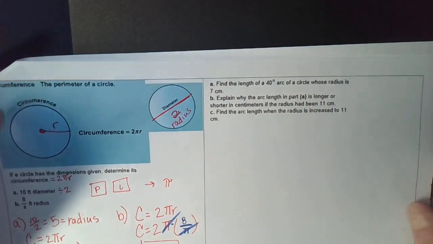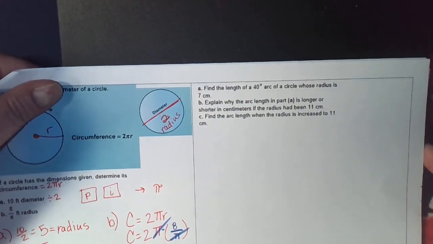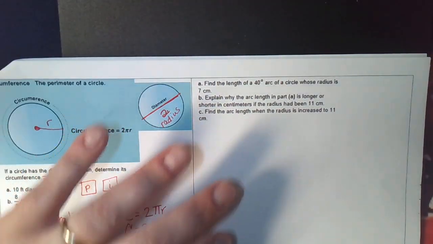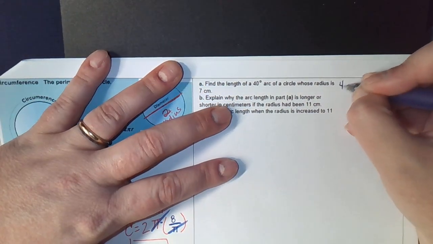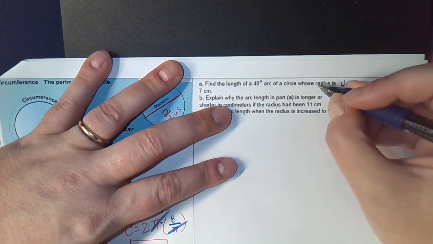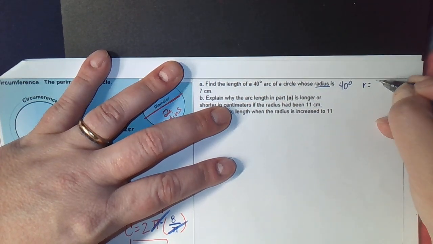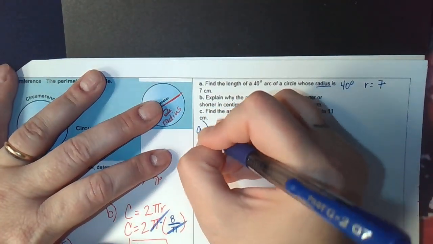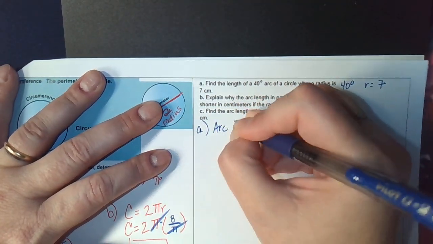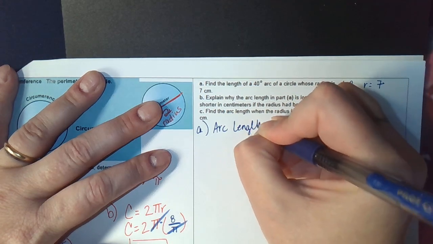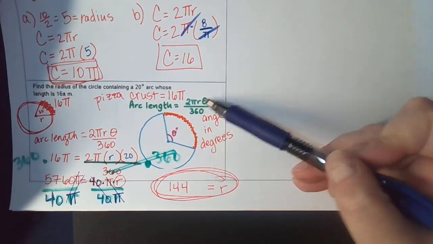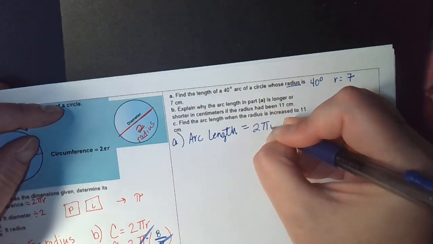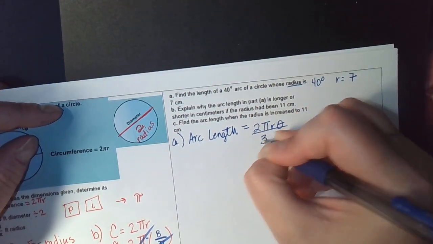Yep, last one. Okay, it says find the length of a 40-degree arc of a circle whose radius is 7 centimeters. So they gave us 40 degrees, and they gave us radius is 7. Okay, well, let's go. Arc length. The formula from down here is arc length equals 2 pi r theta over 360.